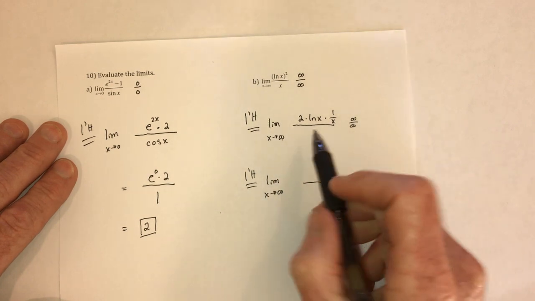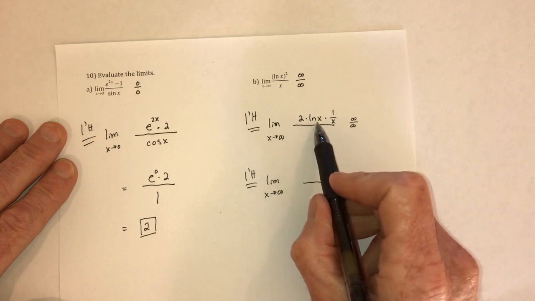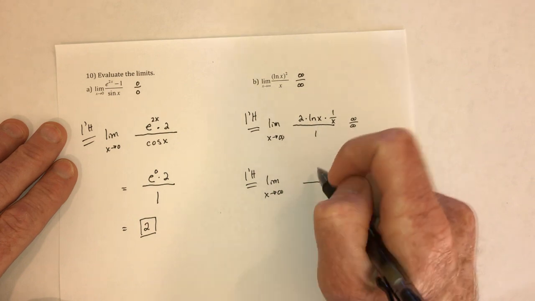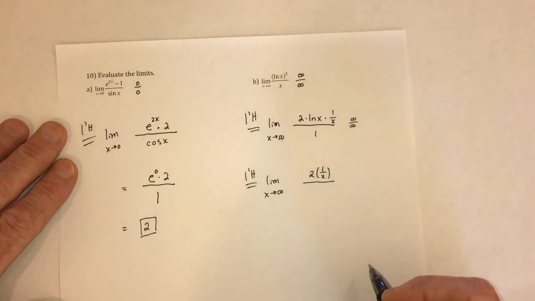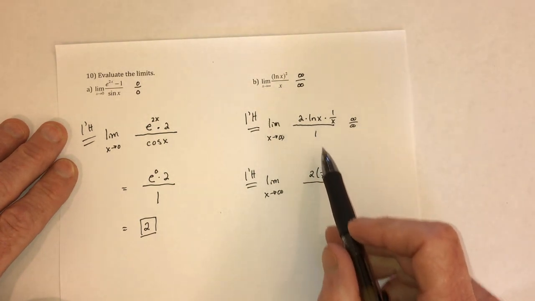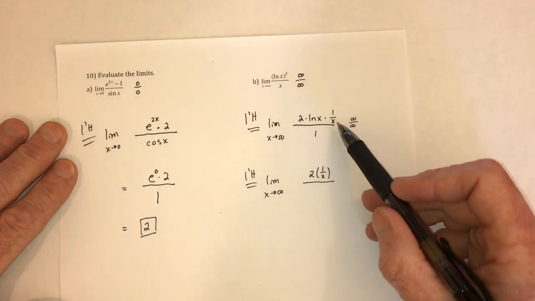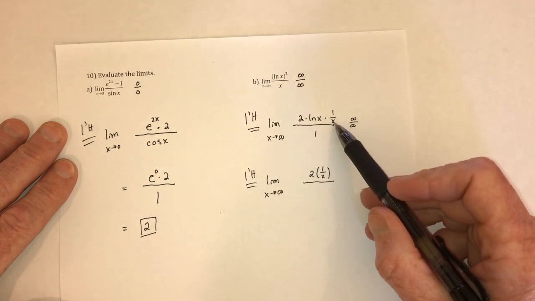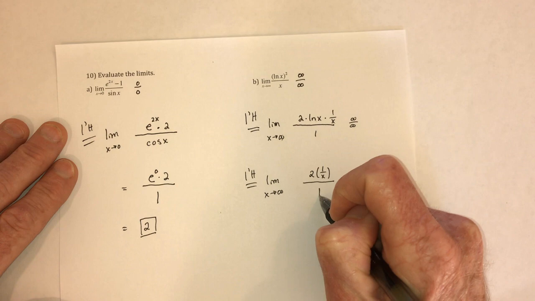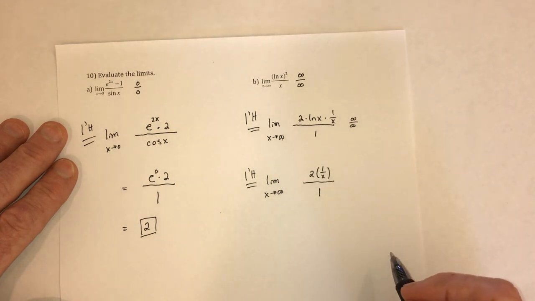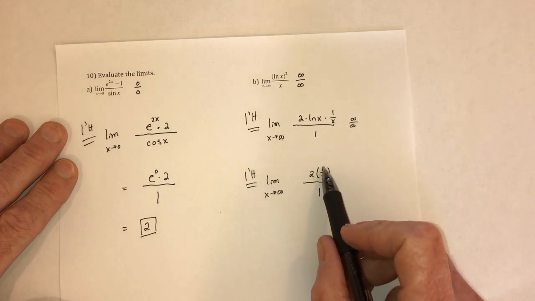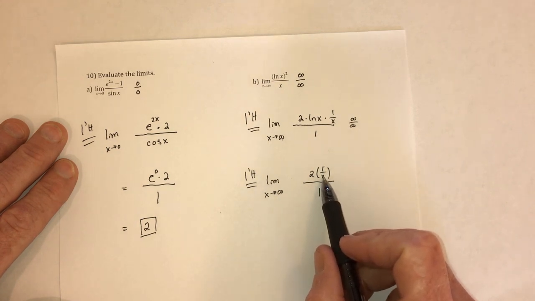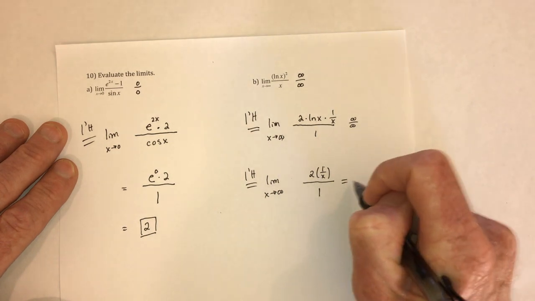So basically we have a 2x on top and take its derivative. So the 2 just sits there. The derivative of natural log is 1 over x. And then on the bottom there's just an x. So take the derivative of just that x, it looks like this. And finally we're done, because if x is going to infinity, 1 divided by infinity goes to 0, and 2 times 0 is 0.